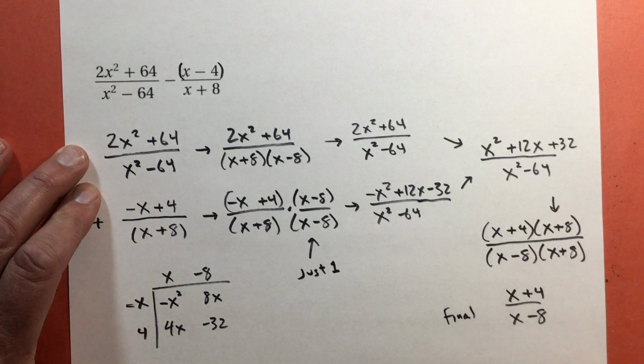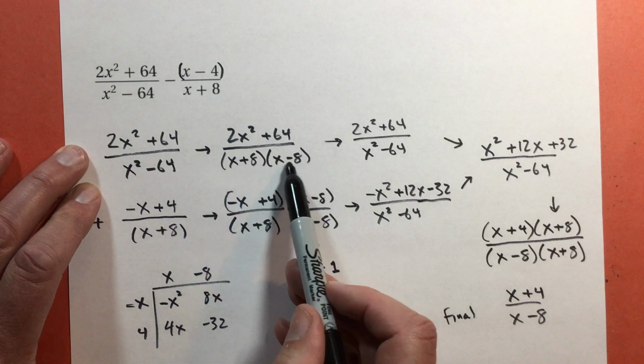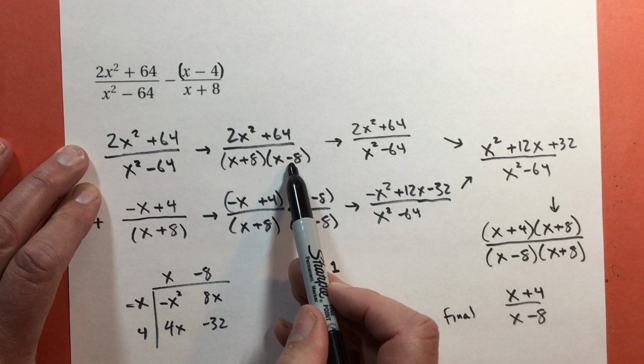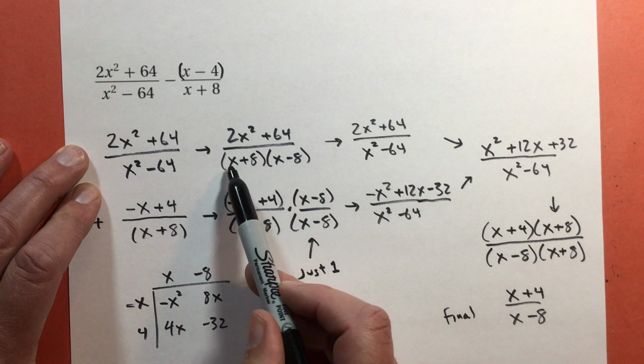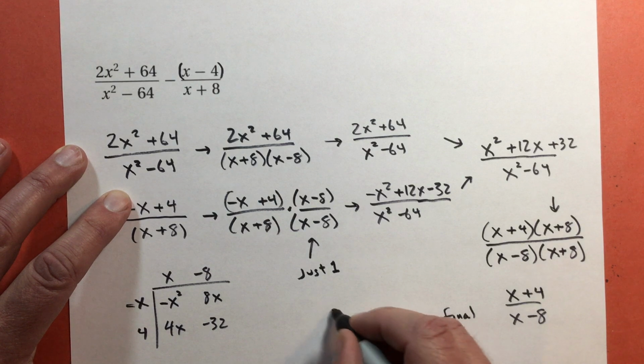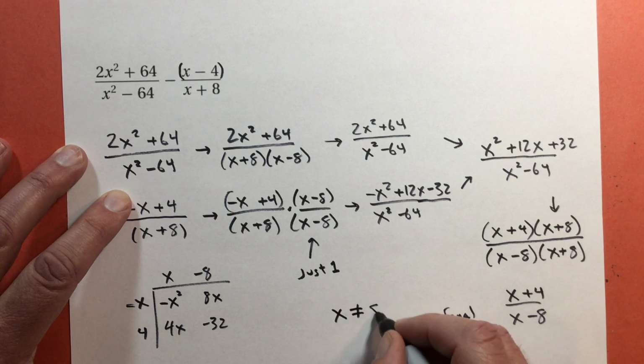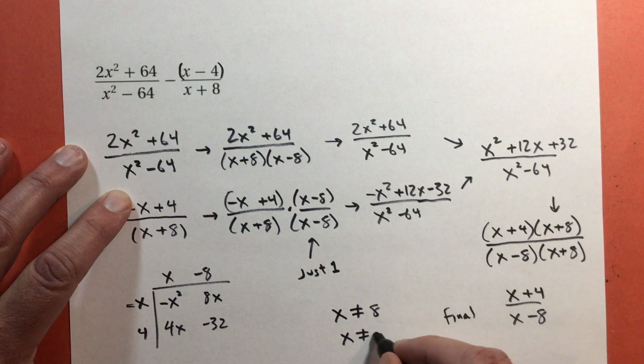The last thing I need to do is identify what's going to make it go to 0. Well, up here in the factored form, if x equals 8, I get 8 minus 8, and if x equals negative 8, I get negative 8 plus 8. Both of those are going to make the denominator be 0. So x cannot equal 8, and x cannot equal negative 8.